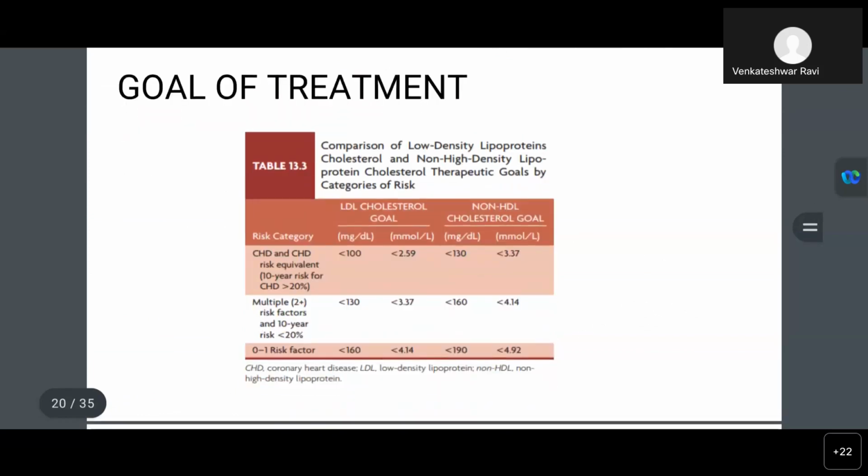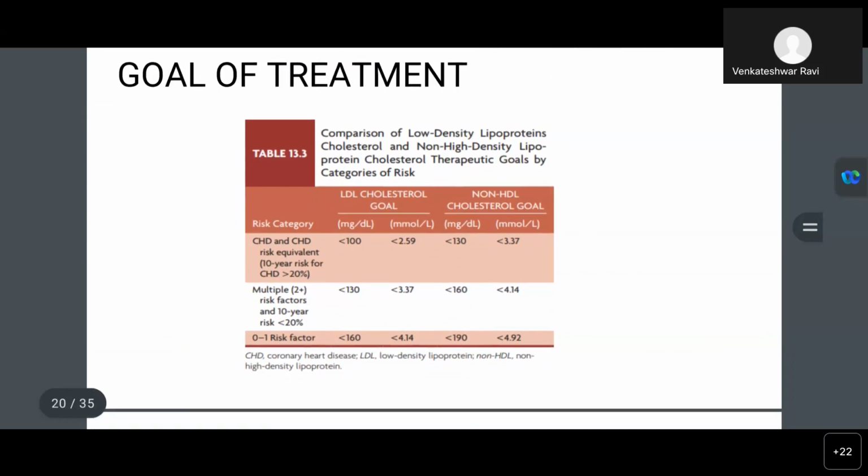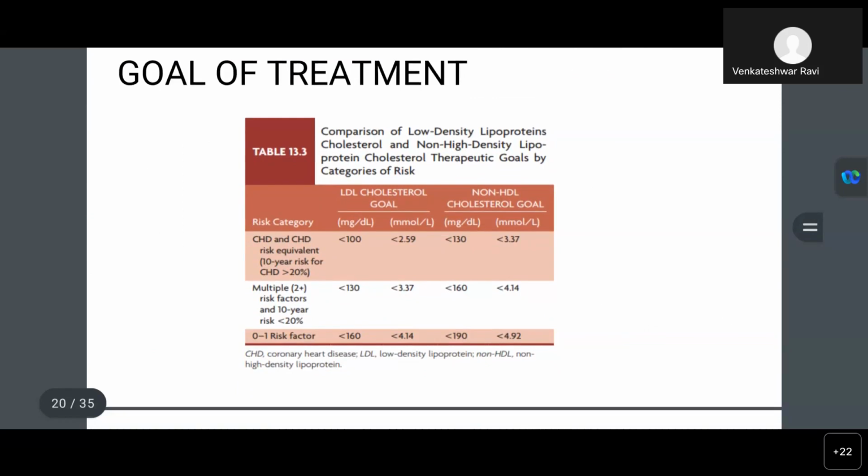Now comes the goal of treatment. Normally we categorize the patients based on risk factors into 0 to 1 risk factor, 2 plus risk factors, and patients with coronary heart disease and coronary heart disease risk equivalent, based on the Framingham criteria. So the goal should be LDL cholesterol less than 100 for coronary heart disease patients and coronary risk equivalent. With multiple risk factors, it should be less than 130, and with 0 to 1 risk factor, less than 160. And non-HDL cholesterol levels should be less than 130, less than 160, and less than 190 respectively. So that is the goal of treatment.